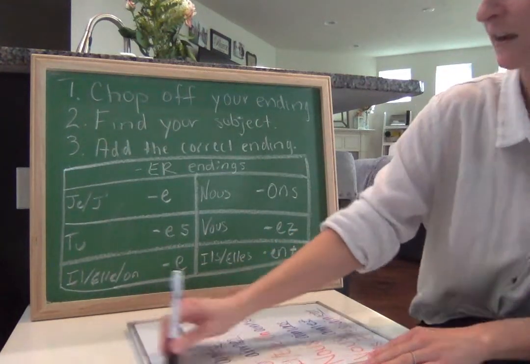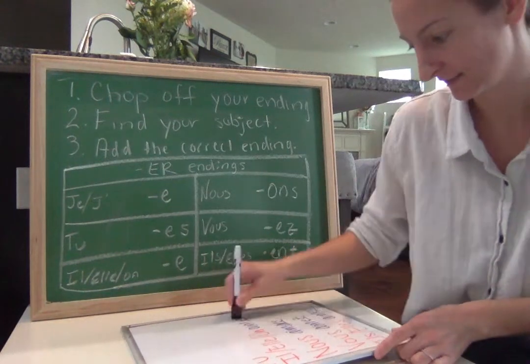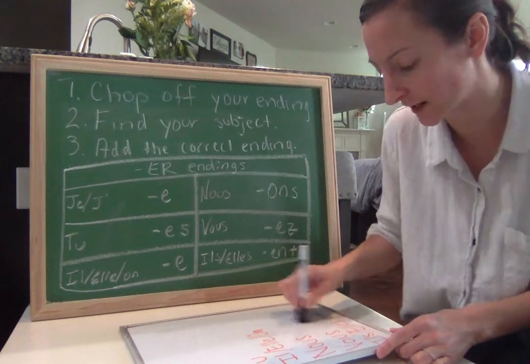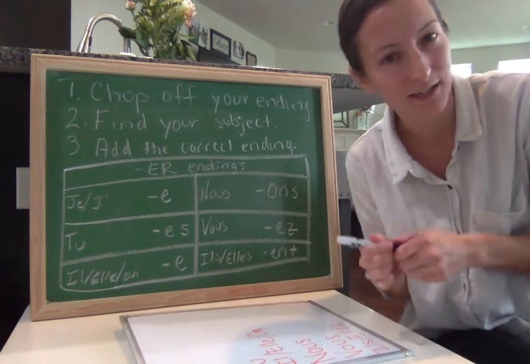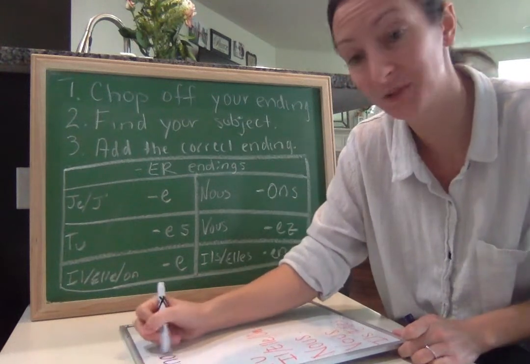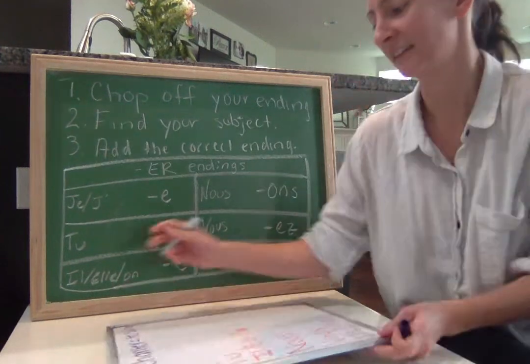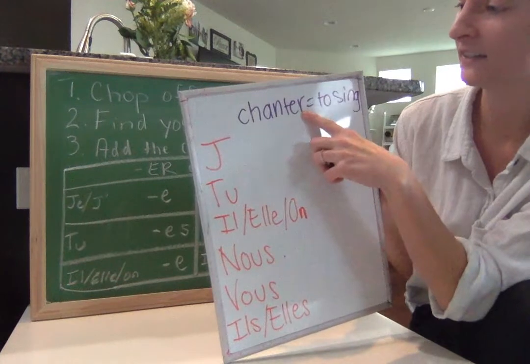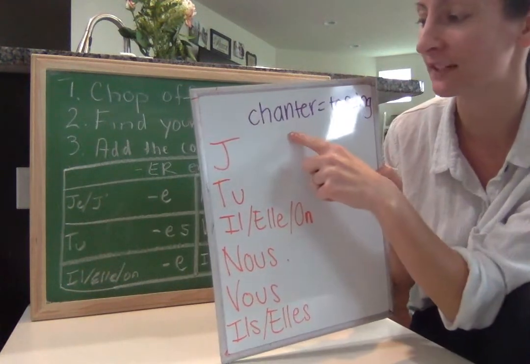Okay, so following our steps, let's practice with chanter. Chanter is one of our activity verbs that ends in ER. And what does chanter mean? Who remembers? If you had to sing, you are correct. So chanter means to sing, right? Chanter. And it ends in ER. Before we change it at all, it means to sing. That is our infinitive. All right?